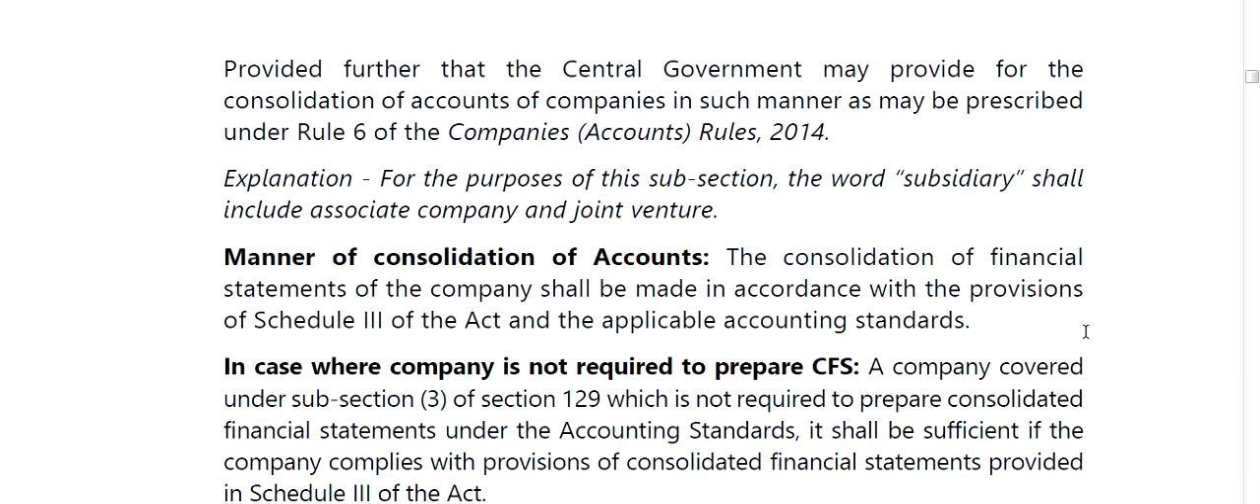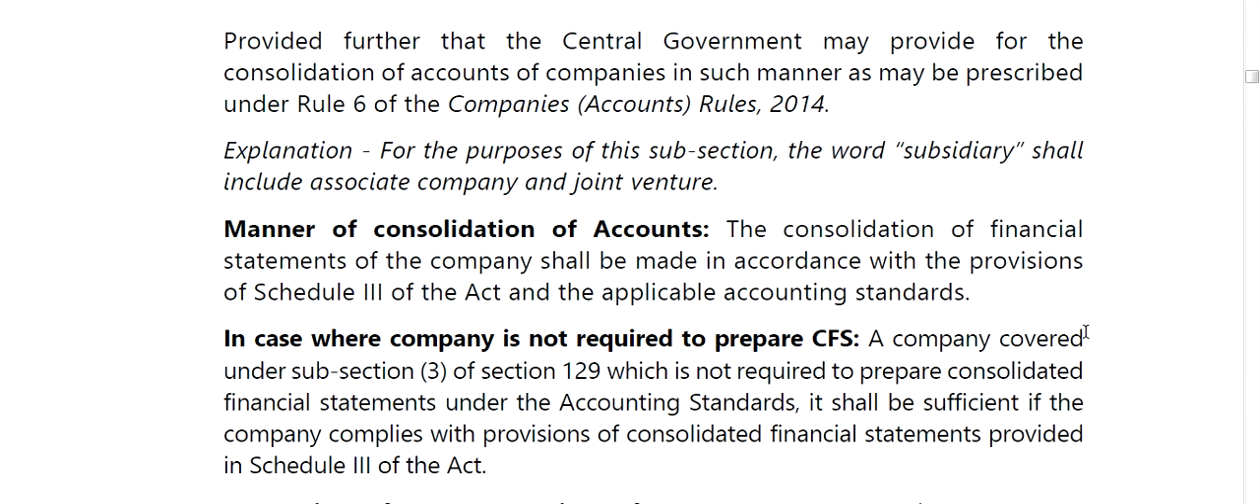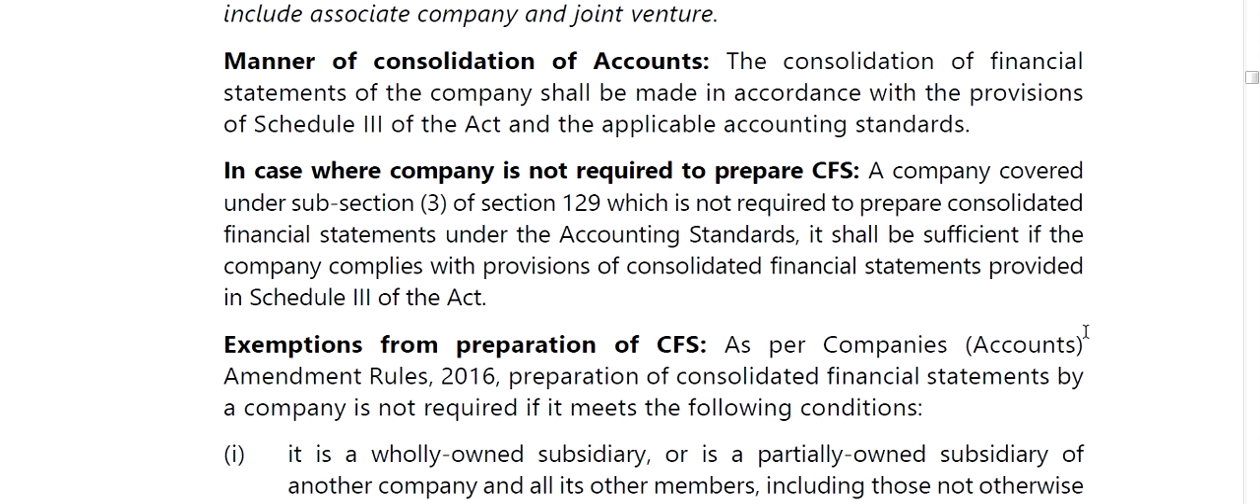Companies Rules 2014. Provided further that the CG may provide for the consolidation of accounts of a company in such manner as may be prescribed under Rule 6. Explanation: for the purpose of this subsection, the word subsidiary shall include associate company and joint venture. Manner of consolidation of accounts: the consolidation of a financial statement of a company shall be made in accordance with the provisions of Schedule 3 of the Act and applicable AS.